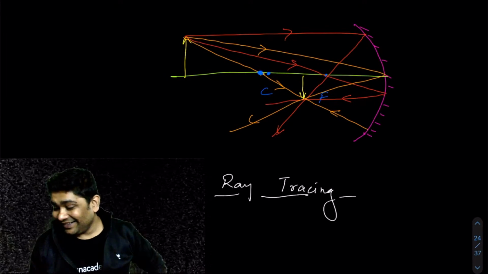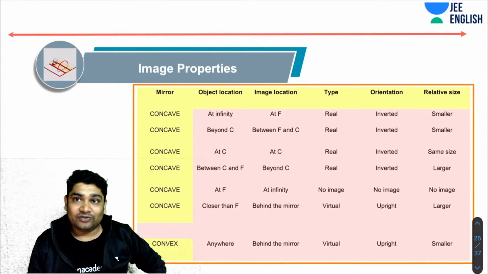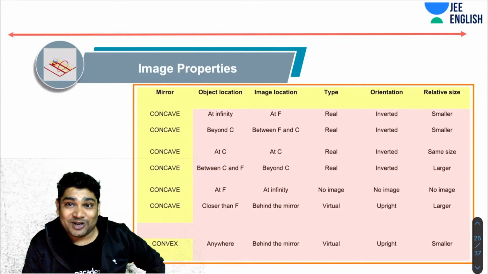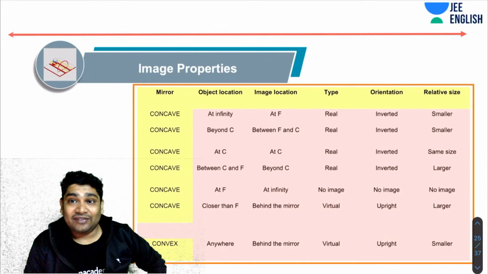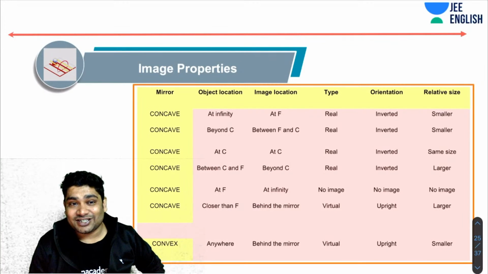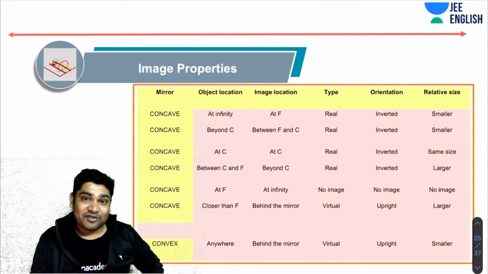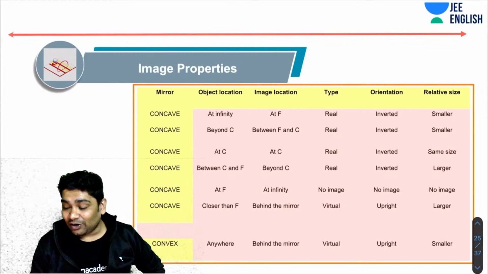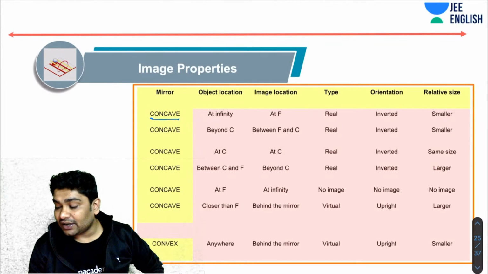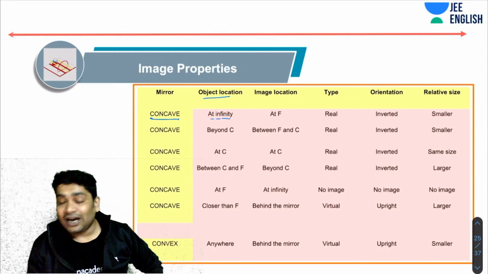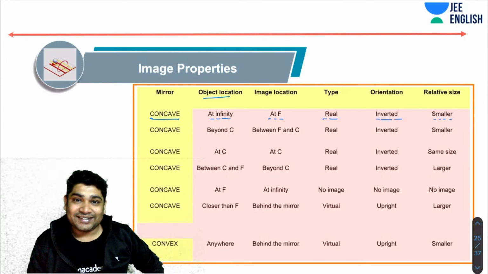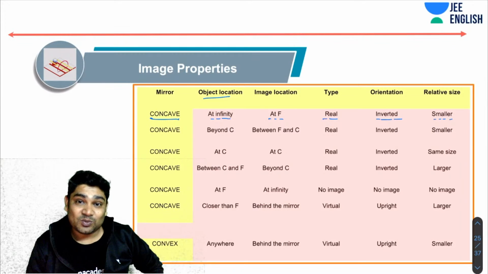Now let's take a look at some common properties of some of the images formed. Here we have mirror, then you have object location, then you have image location, you have the type of the image, and you have the orientation of the image and the relative size. Again, most of you must have studied this in class 10. This is just a quick revision of what kind of images are formed from where and which kind of mirror. So if I talk about concave mirror, for concave mirror, if the object is located at infinity, then the image is formed at focus. The image is real, the image is inverted, and it is almost point size. In fact, not only smaller, but it is almost point size.